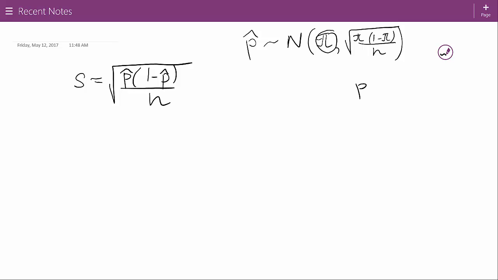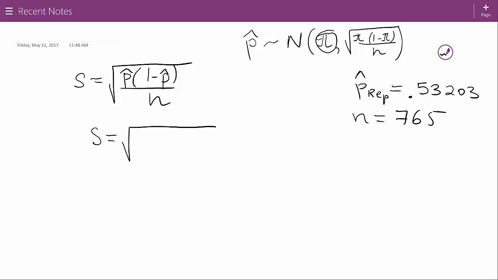And my p hat, by the way, is all about the Republican candidate. If I remember correctly, his p hat was 0.53203. Okay, so let's compute the standard deviation, because we know everything. Well, what was the sample size, by the way? 765 people.